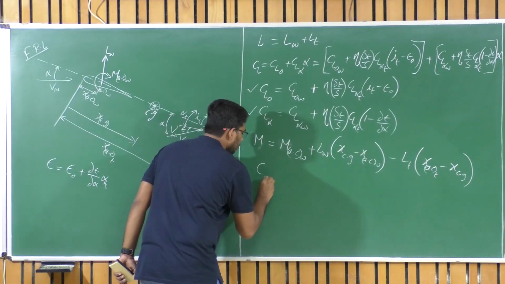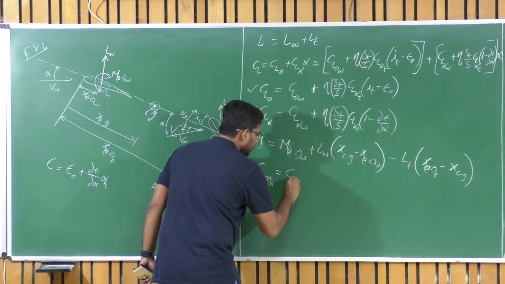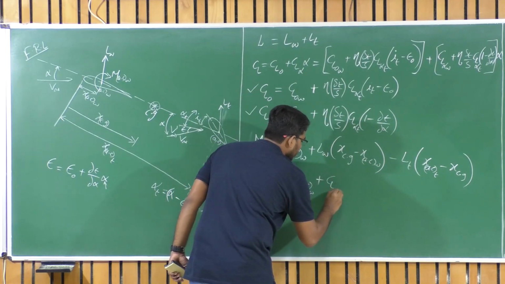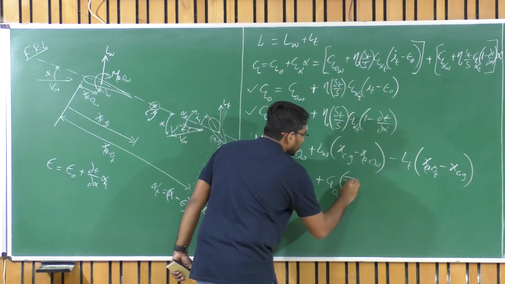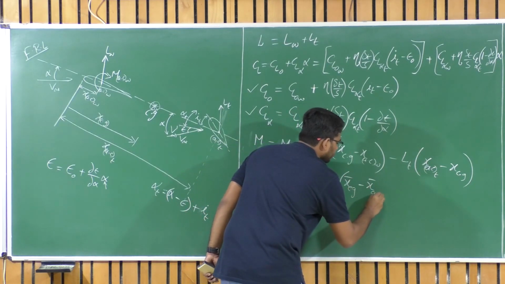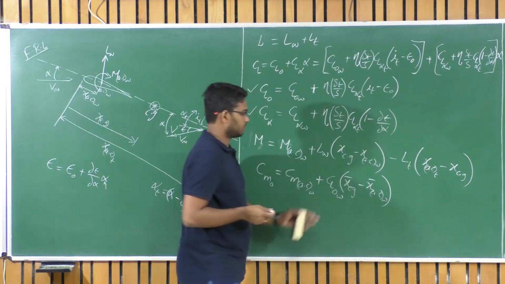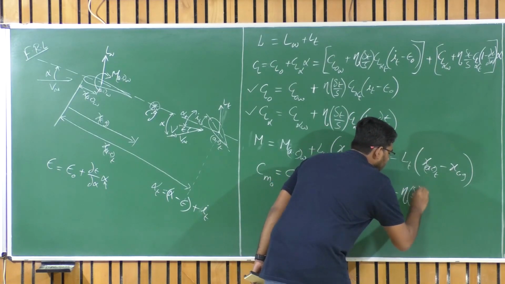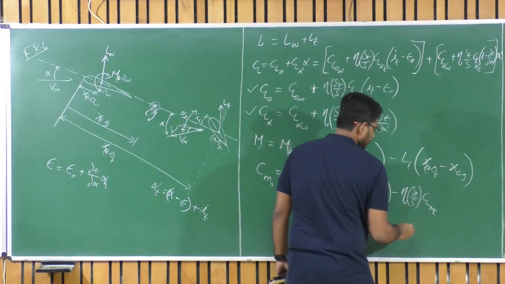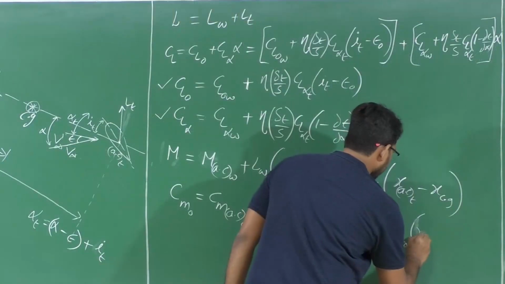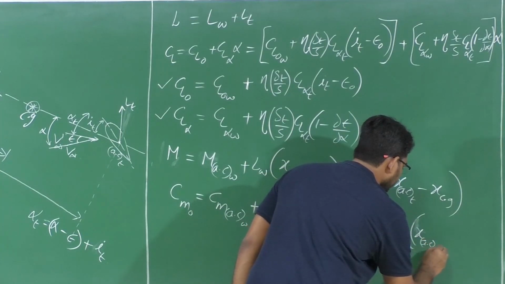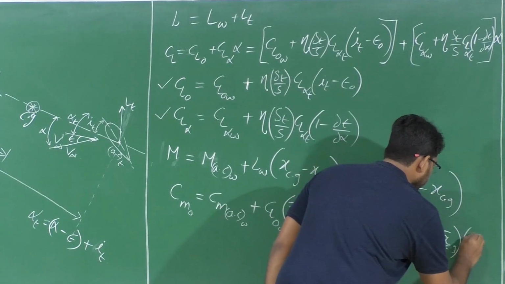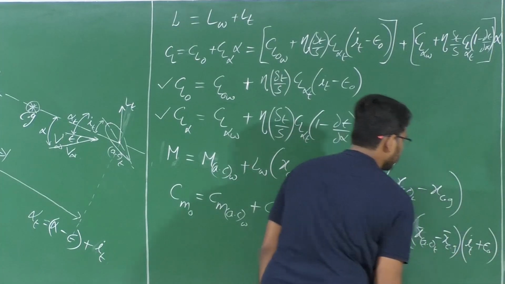By doing this, the Cm naught of the total aircraft is given by Cm AC of the wing plus CL alpha of the CL naught of the wing times xCg bar minus xAC bar, which is x bar upon c bar, minus eta st upon s times CL alpha of tail times 1 minus x AC of tail bar minus x bar CG times I of t plus epsilon naught.